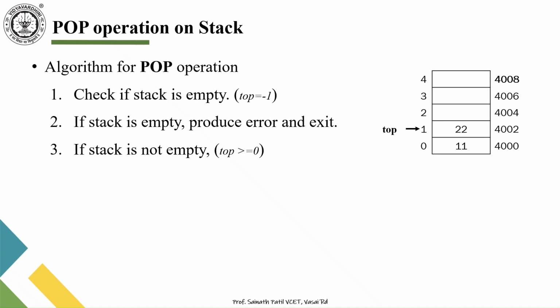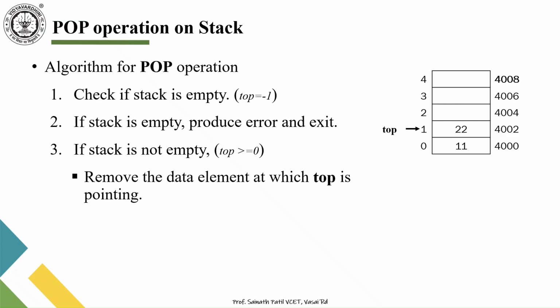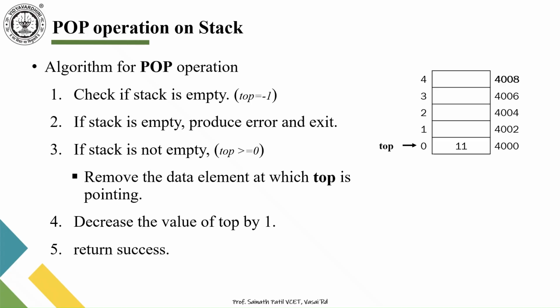Situation may be like this. Top is equal to 1. So we remove or take out the data at which top is pointing. So we can read that value or remove it. Actually, the removal does not take place, but we simply remove that value. We can say that we remove this value and decrement top by 1 to point to the next location so that we can take out the next value, and return success.